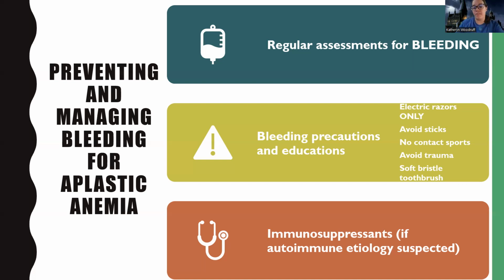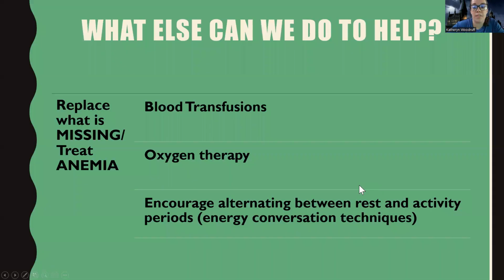And then again, if it's an autoimmune cause, then we'll use the immunosuppressants. So then what do we do for those low red blood cells? We've already talked about this. We do a lot of the same things. We treat the anemia. We do blood transfusion as needed, oxygen therapy, and those energy conservation techniques help as well. But effectively, for aplastic anemia, we're going to be treating every problem with each of the low cells.